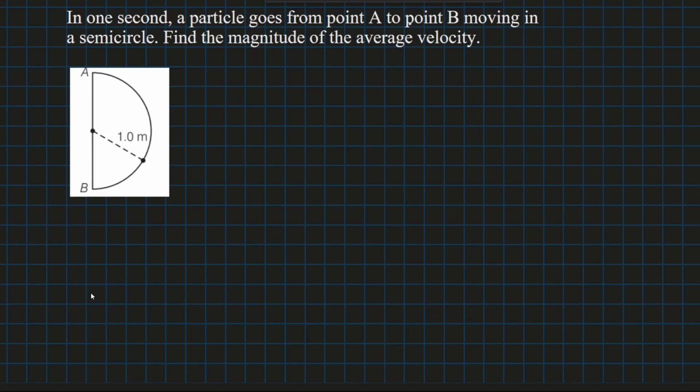Now let us solve a question. It is given that in 1 second a particle goes from point A to point B, moving in a semicircle. Find the magnitude of the average velocity. Over here, through the diagram we know the radius is 1 meter. So the diameter will be 2r, that is 2 meters. Now the total displacement we could say, not the distance. Distance would be the actual path traveled, but the displacement would be the shortest path, which is the diameter.